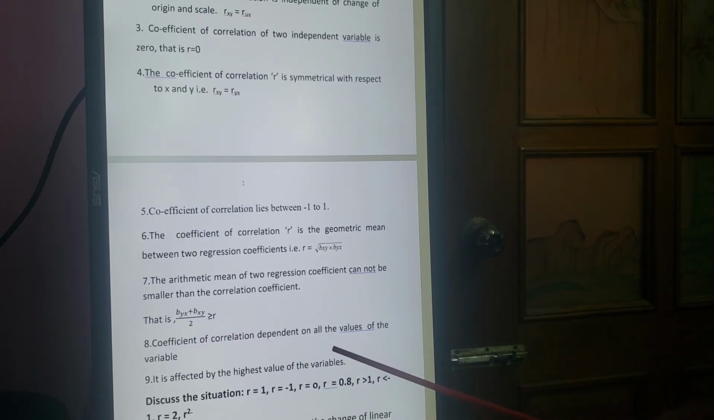Coefficient of correlation depends on the values of the variables. It is affected by the highest value of the variables. Okay, have you understood? Okay.